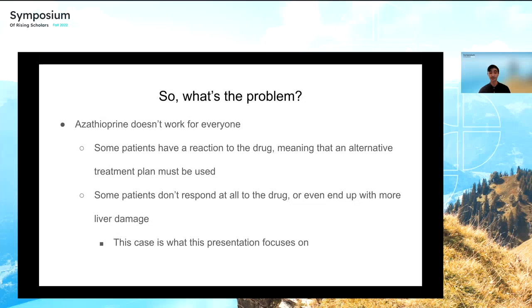So what's the problem? Well, azathioprine doesn't work for everyone. Some patients have a reaction to the drug, meaning that an alternative treatment plan must be used, 2nd-line or 3rd-line therapies, and some patients don't respond at all to the drug, or even end up with more liver damage as a result of taking the drug. And this case is what this presentation is going to focus on.